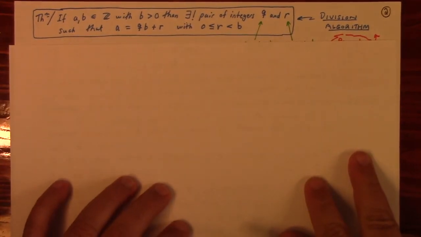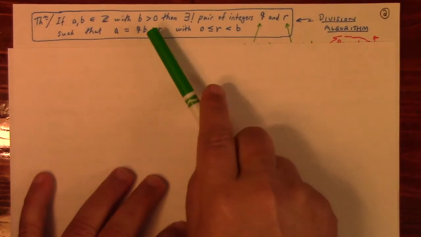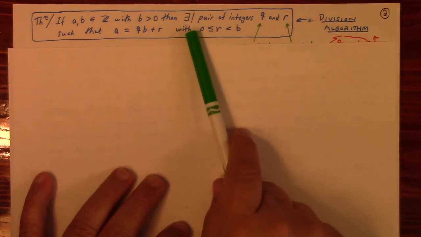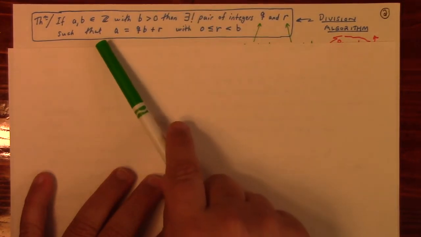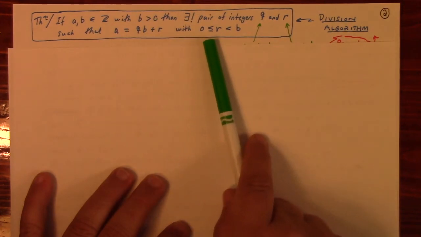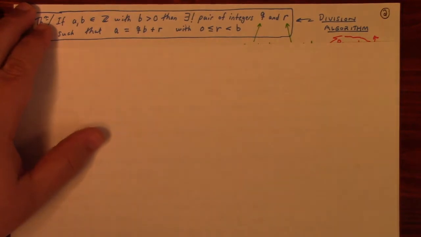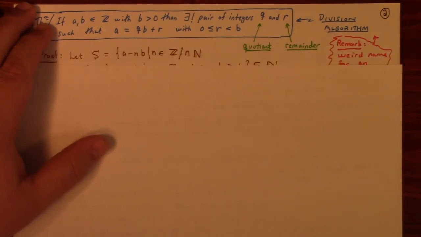It states that if you have integers a and b, and we're going to assume b is positive for convenience, then there exists a unique pair of integers q and r, such that a is equal to qb plus r, where we call q the quotient and r the remainder, and that remainder has to be between 0 and b, not included, all right?